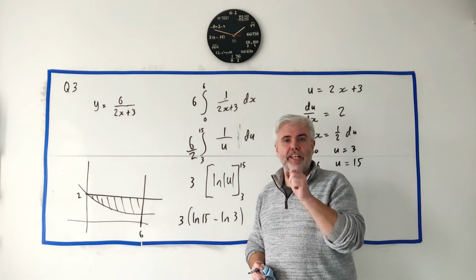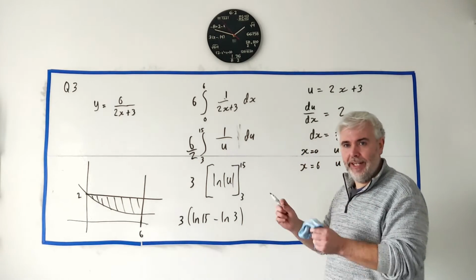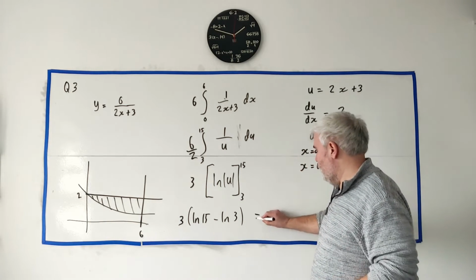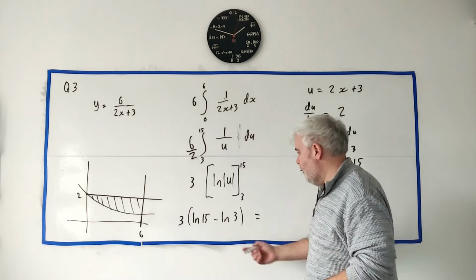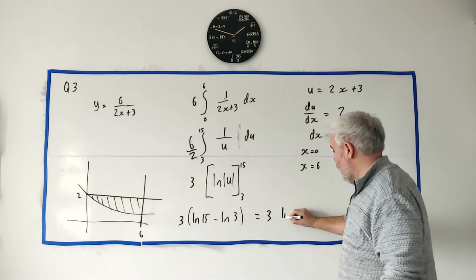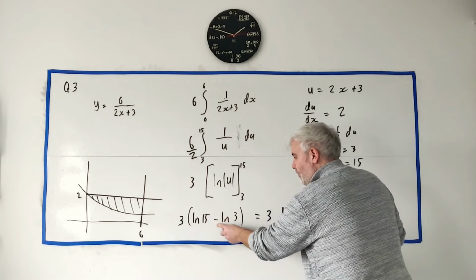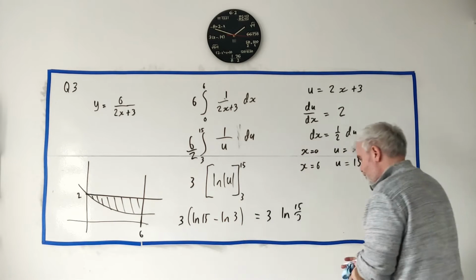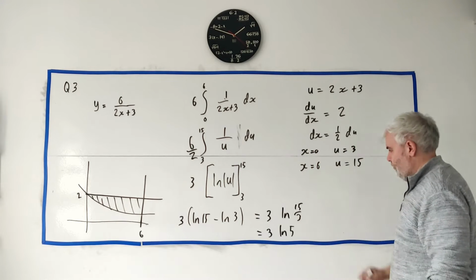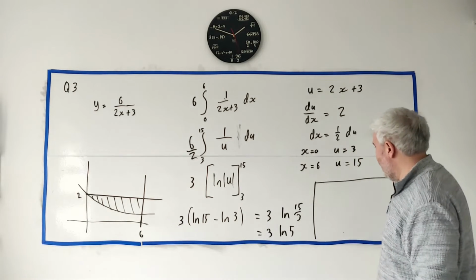But this question does ask for the exact answer, so let's clean this up. To clean this up, try and remember your natural log rules. Natural log of something minus the natural log of something is equal to the natural log of the first over the second, so natural log of 15 over 3, and that's equal to 3 natural log 5. And that's where I would leave my answer. It's going to be a problem in a moment.